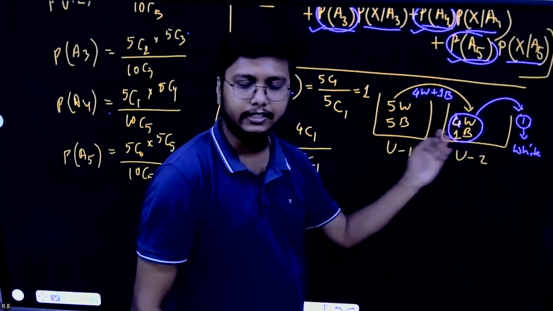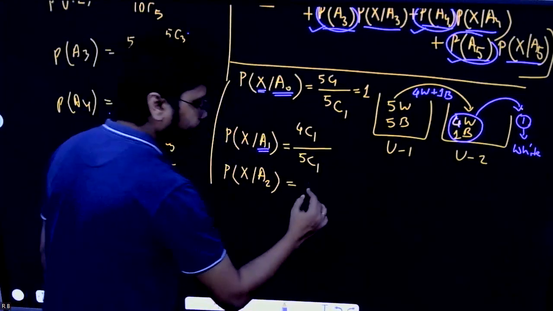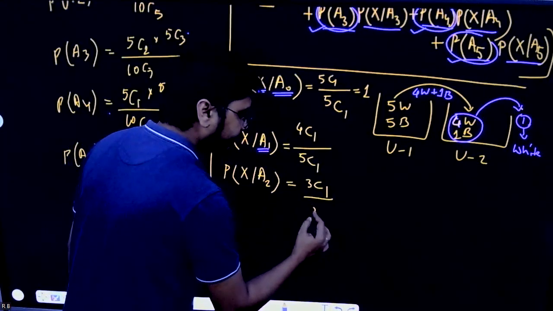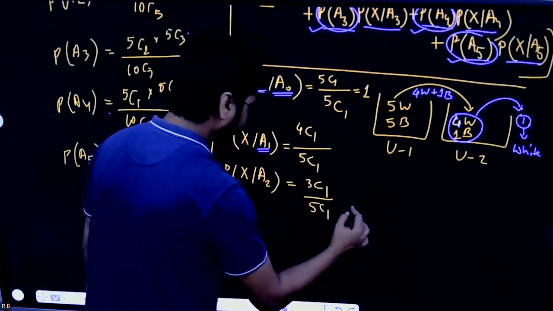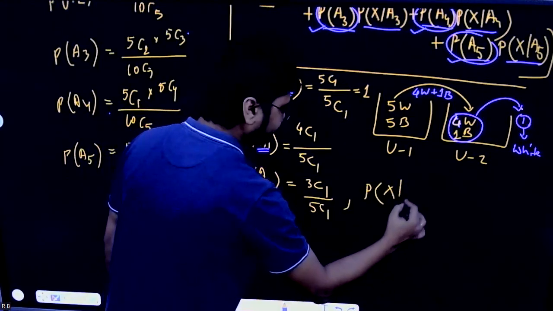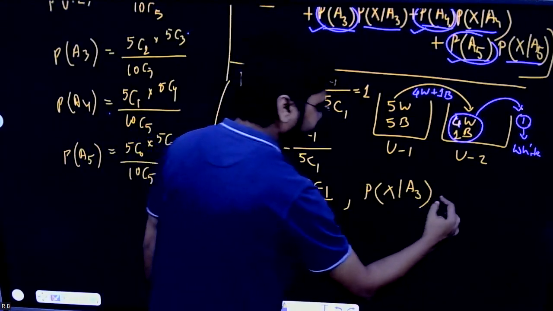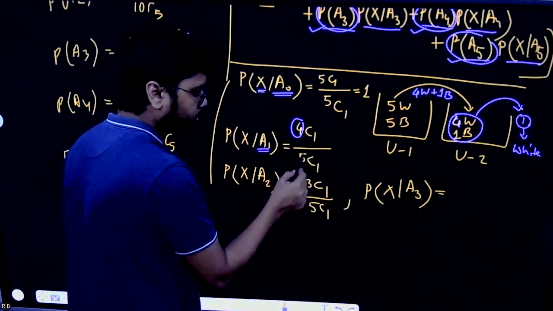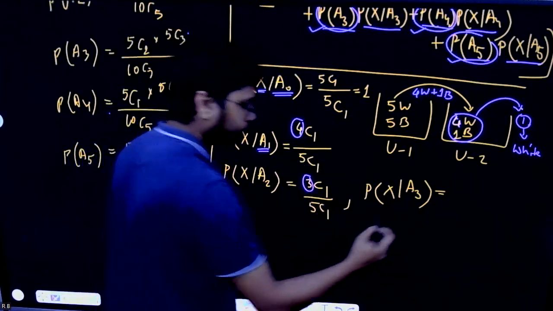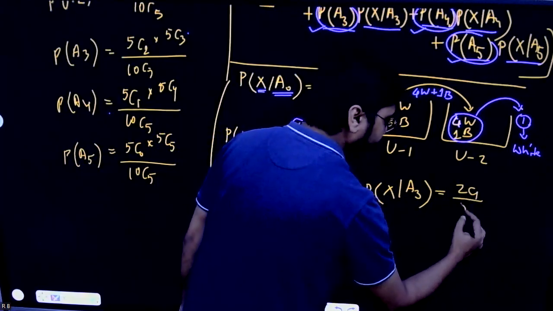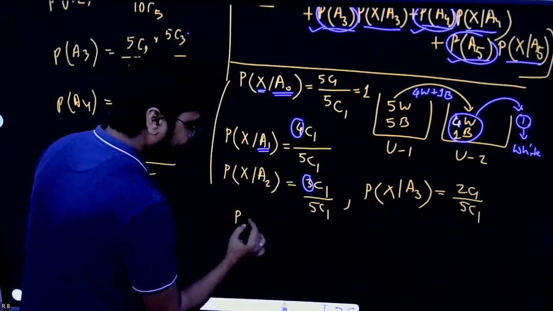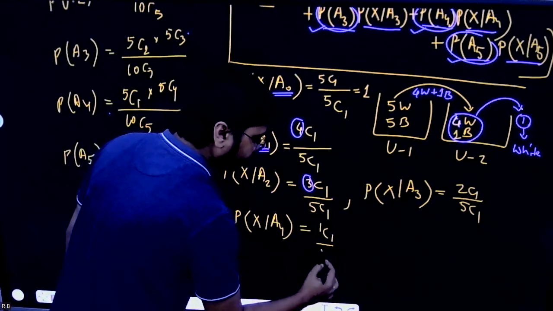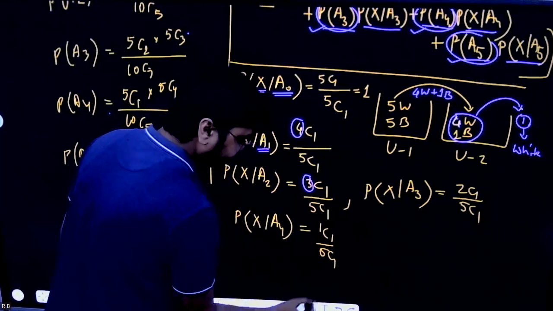Similarly, probability of X given A2 will be how much? Now I'm transferring 3 white and 2 black. So that means out of the 3 white, I want to select one of the white, and the denominator remains as it is. Similarly, probability of X given A3, now I have 2 white. So you can see this is decreasing. This was 4, then became 3. Next is going to become 2C1 and the denominator is going to remain the same. Then probability of X given A4 will be 1C1 by 5C1, right?